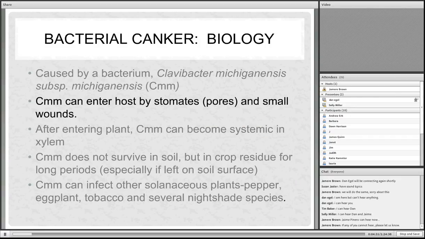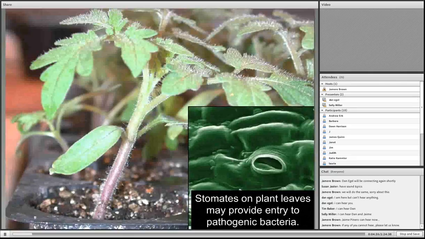CMM can enter a host by stomates, that is pores, or small wounds. So in this slide here, you see the tomato plant, and you can see kind of in sharp relief the little tiny stomates or plant hairs on the surface of the plant. If any one of these becomes wounded, that becomes a possible infection court for the canker bacterium or any other bacterium for that matter.